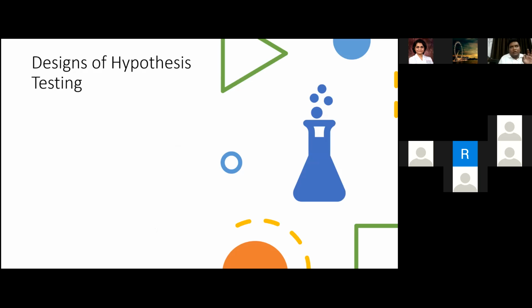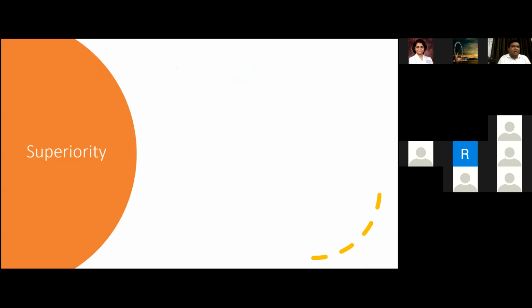Now, when we look into the various designs of hypothesis testing, there are three major types: superiority hypothesis testing, non-inferiority hypothesis testing, and equivalence hypothesis testing. In this seminar, I'm not going to talk about equivalence hypothesis testing. I will majorly focus on non-inferiority, but I will also touch upon the concept of superiority, because to understand non-inferiority, we need to understand superiority also. I'll start with superiority and then go to non-inferiority.